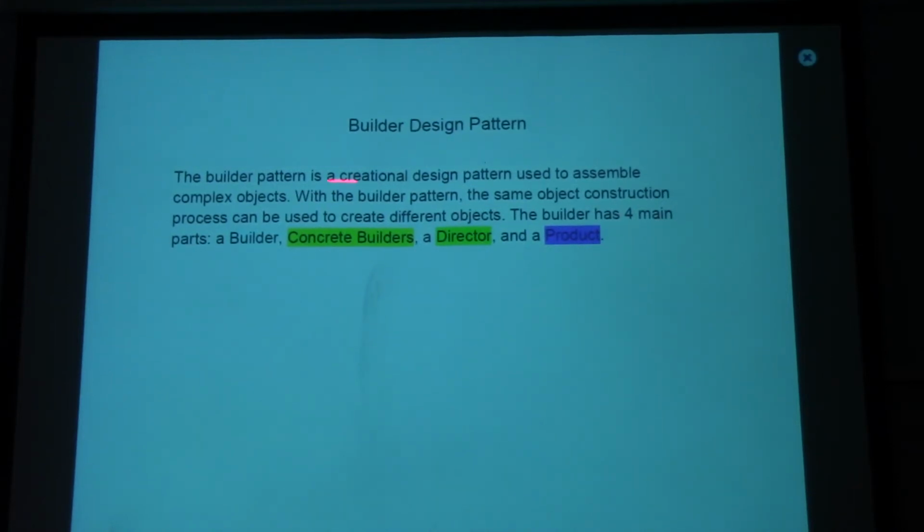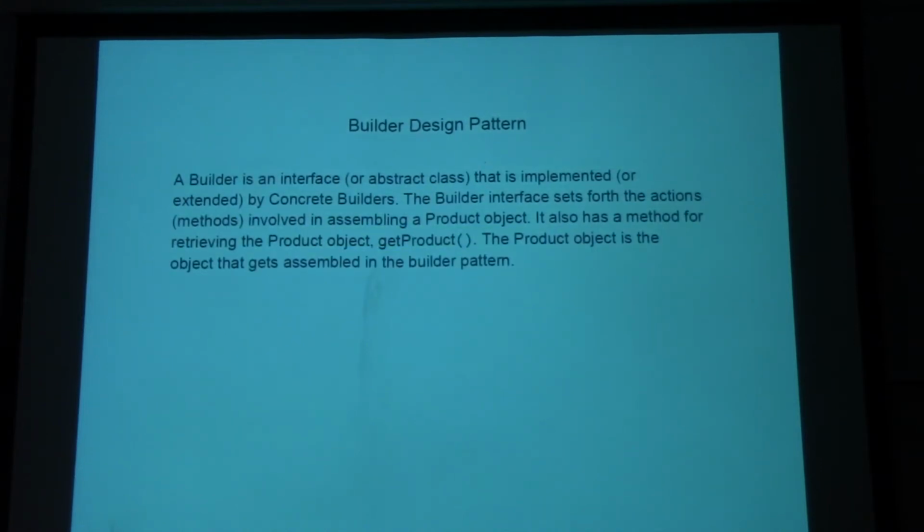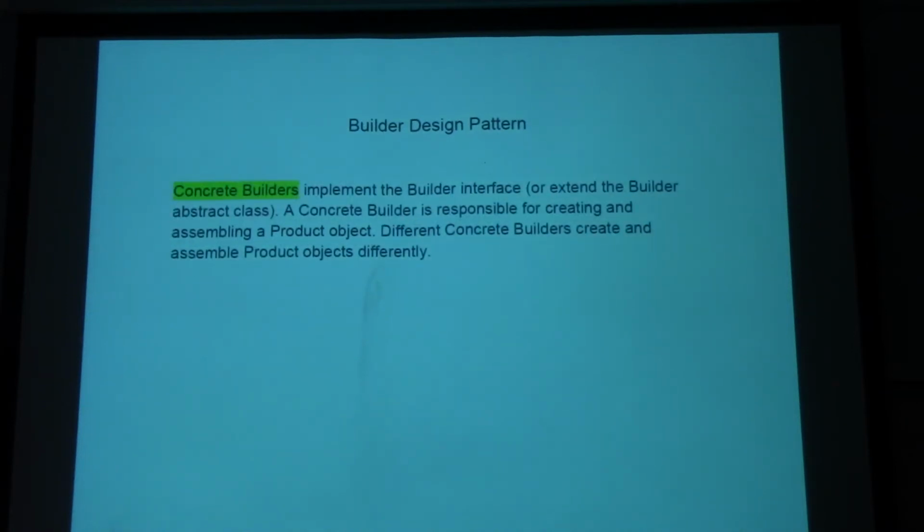So the builder pattern has four main classes. The builder class is going to be generic. The concrete builders are going to be specific. And then a director is going to basically invoke the builder, which will then be implemented by concrete builders. And we're going to build a product. So the builder is an interface, which in C++ means an abstract class, and it's implemented by a set of concrete builders. The builder interface sets forth the actions involved in assembling a product. It also has a method for retrieving the product, get product. The product object is the object that gets assembled in the builder pattern.